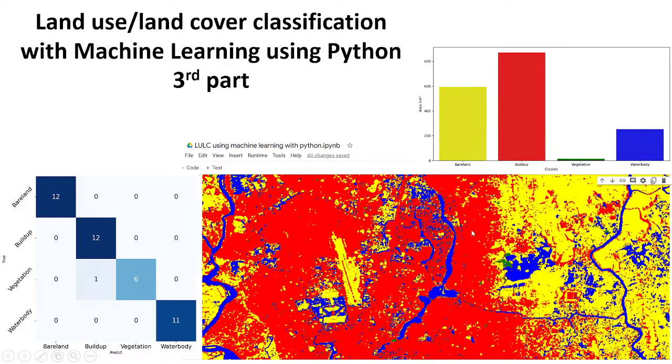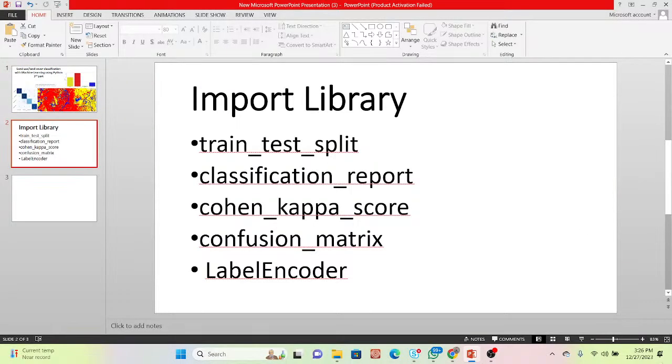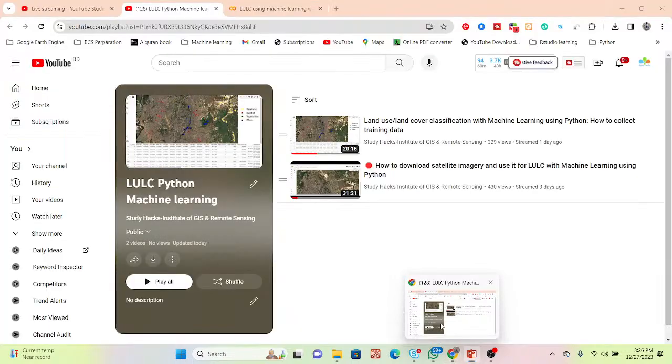Okay, so this time we are just using the machine learning model with Python. First of all, we need to install some libraries. This time we need the train test split library, classification report, Cohen Kappa score, confusion matrix, and label encoder. First of all, we need to import these libraries in our IDE and then use them to do the machine learning. So let's go one by one. I will show you from my code editor, and then you can easily get the idea.